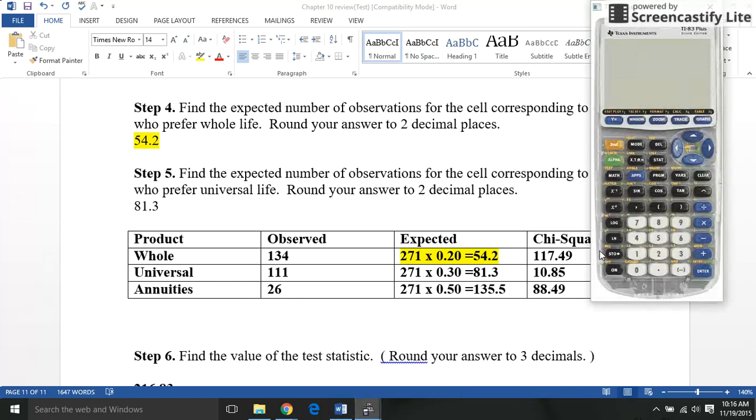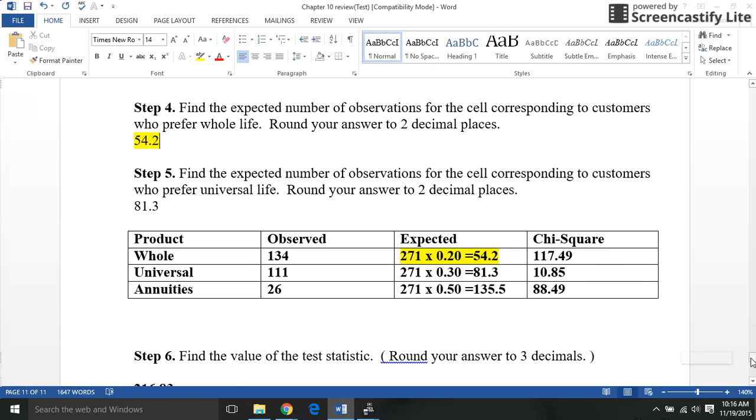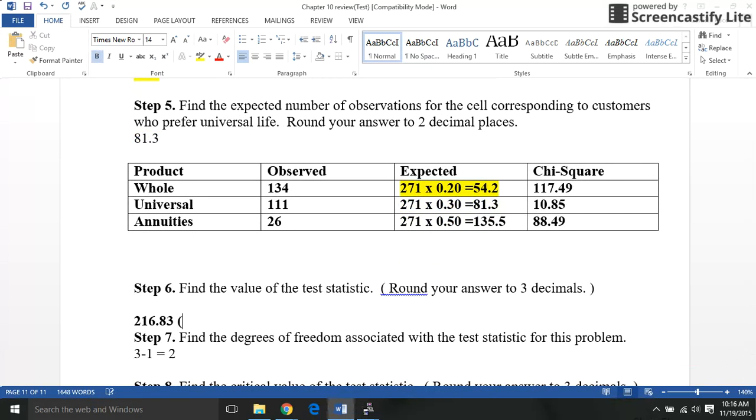And then from there, I have to make my chi-squared. Remember, to get your chi-squared, you do your observed, which is 134 for whole, minus your expected, which is 54.2. Then you have to square that, and then you have to divide by the expected. If you do that, you get 117.49. You do all those for whole, universal, and annuities, and then you add them up to get your chi-squared value. To save time, I went ahead and did that. So I get 216.83, which is 174.49 plus 10.85 plus 88.49. That's where this number comes from. It comes from your calculations.